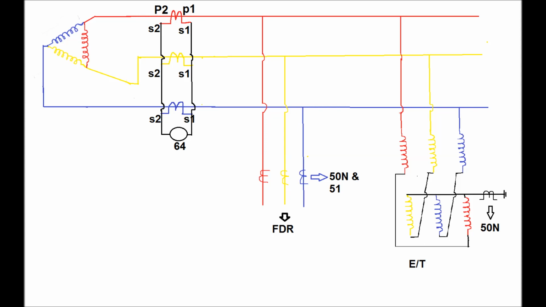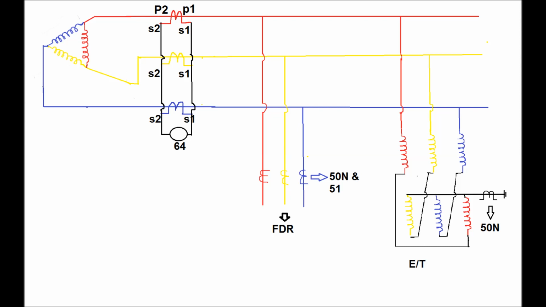In this figure you can see there are three relays. One relay is connected from the feeder CT secondary, that is 50N and 51, the non-directional overcurrent earth fault relay, which is required to detect any earth fault in the feeder and send a trip signal to the circuit breaker associated with the feeder to remove the fault from the system.